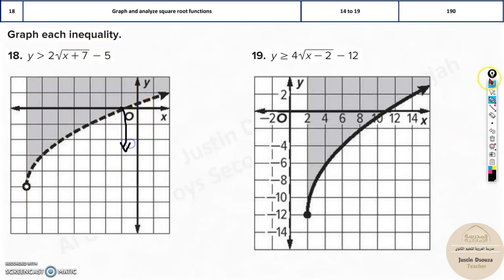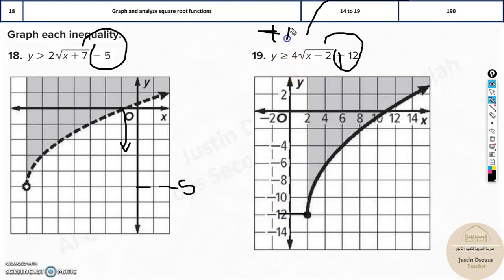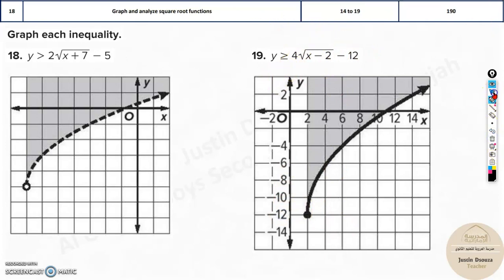It will be moving downwards. By how many units? 5 units. This is 5. Let's count: 1, 2, 3, 4, and 5. It's negative 5. Here it will be negative 12. Yes, it's correct. If it was plus 12, then it would be upwards like this at plus 12. That is the y-axis part.